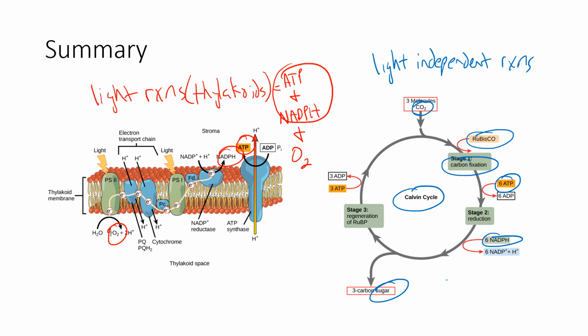But remember, the light independent reactions cannot happen in the dark. Why? Because in the dark, these things stop being produced, ATP and NADPH, right? Because they're produced in the light dependent reactions over here. So in that sense, the light independent reactions really are still tied to the sunlight.